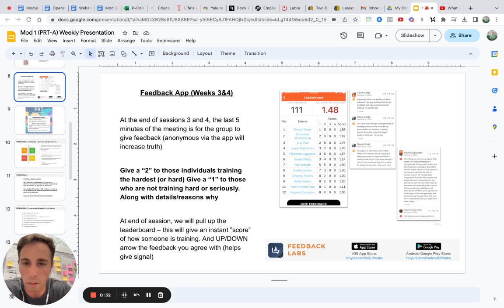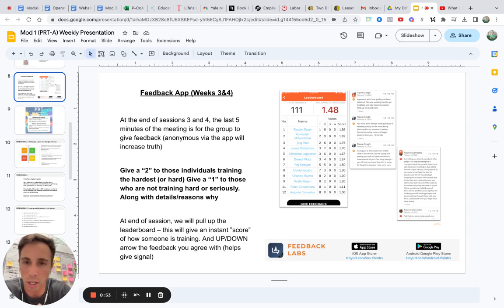Now, at week 3 or 4 at that junction, we're sticking strictly to only using the 1 and the 2. So if you're familiar with the feedback app, it's a scoring of 1 through 4. 1 means does not meet expectations. 2 normally means meets expectations. 3 means exceeds expectations. And 4 means far exceeds expectations.